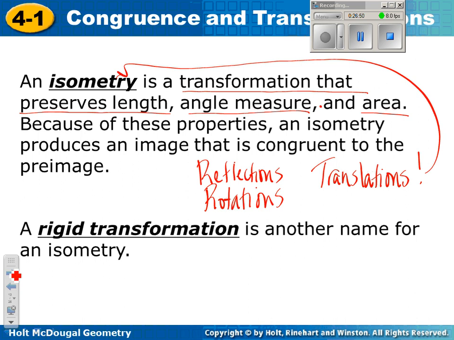A rigid transformation is just another name for isometry. So on the vocab test, it'll say another name for an isometry. Don't pick isometry. Pick rigid transformation. They mean the same thing. If it's rigid, it does not change the size or the shape, which means it's an isometry.